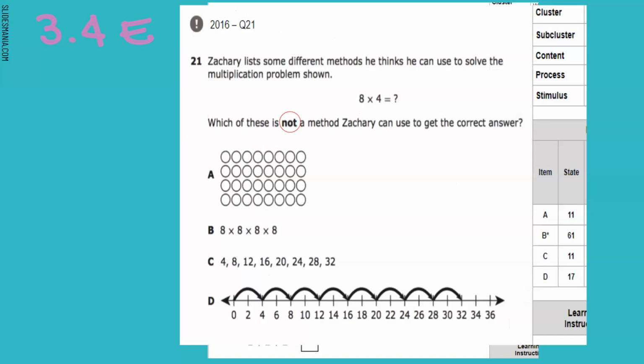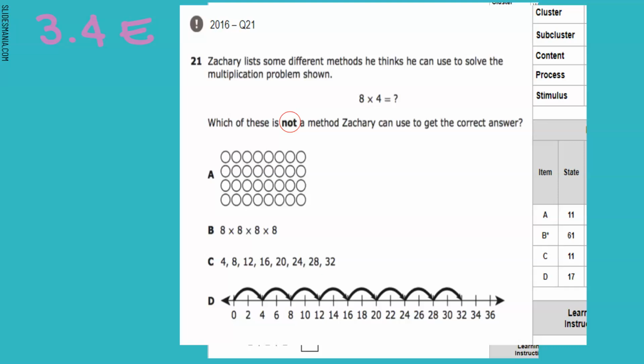Oh, that "not" word again drives me insane. So that means 3 of these are going to be right and 1 of them is going to be wrong. Now, I can see some of these "not" questions turning into multi-select questions where 2 of them are correct and they have to choose 2 correct answer choices. So keep that in mind too as we're moving into STAR 2.0.